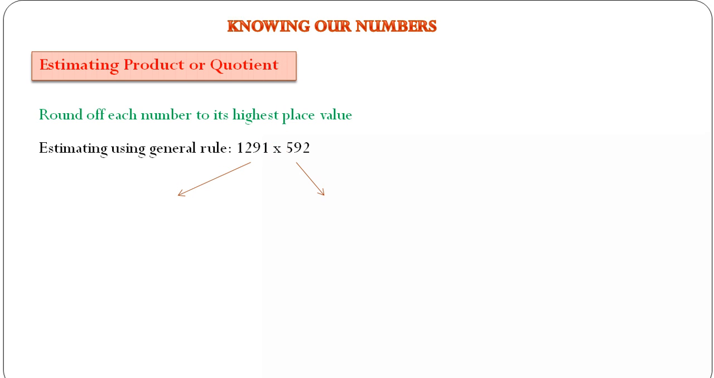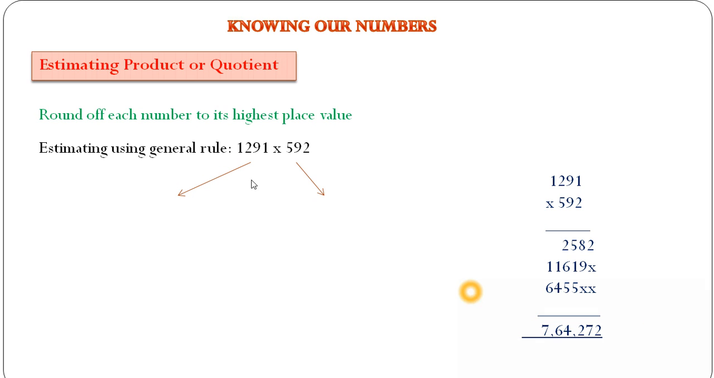So let's estimate using the general rule and find the product of these numbers: 1291 multiplied by 592. By applying the general rule, we'll get 7,64,272. So this is the exact product of these two numbers. But if we look at the estimated product, for that purpose, we need to round off both the numbers.